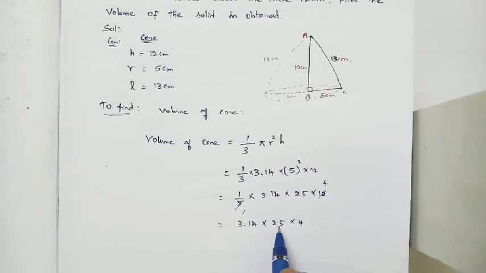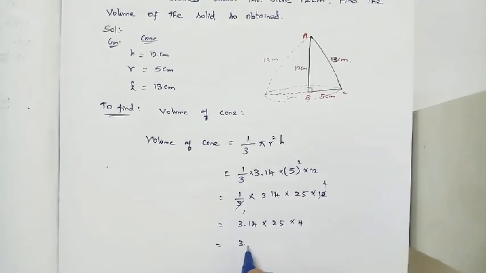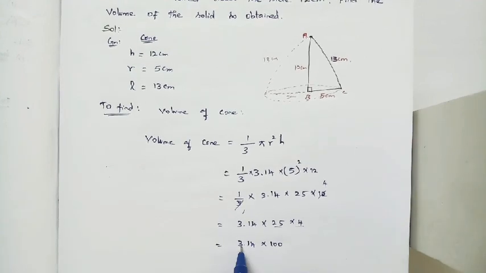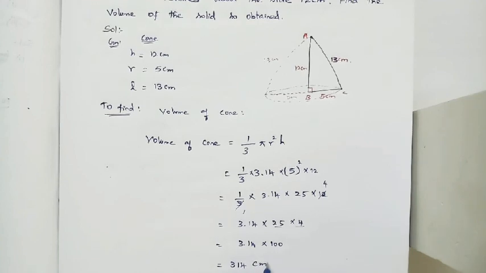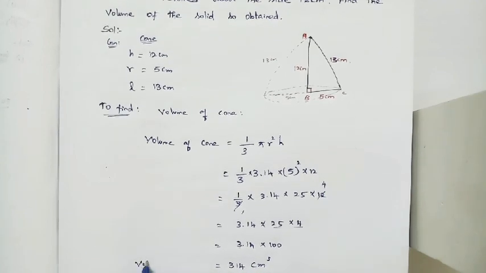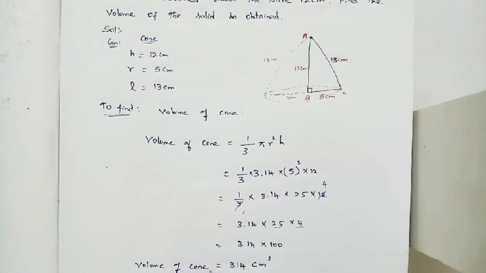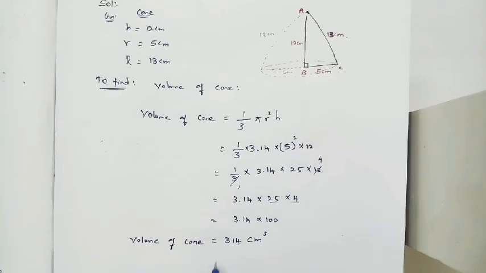25 into 4, 100. So 3.14 into 100, that is 314 centimeter cube. Therefore, the volume of the cone, the volume of the solid obtained, is equal to 314 centimeter cube.